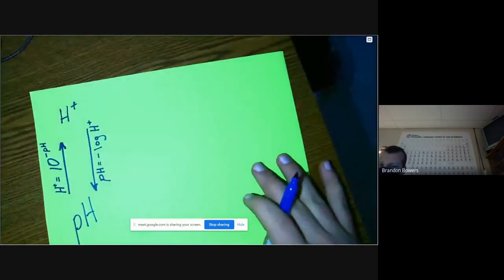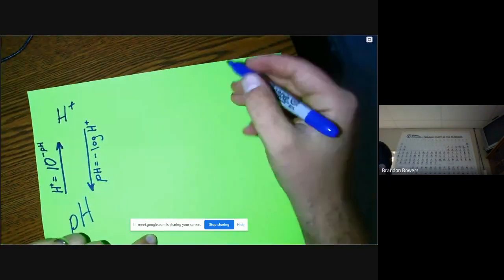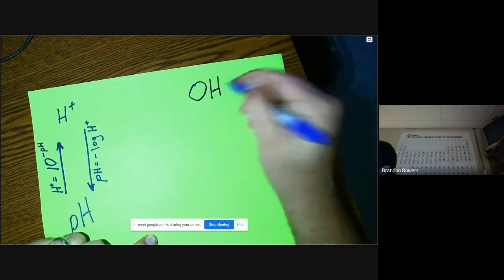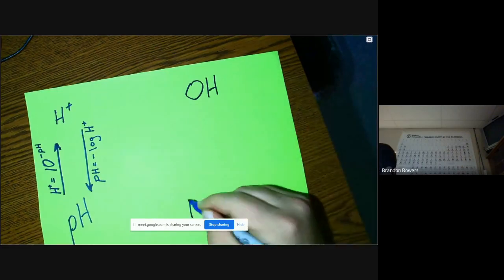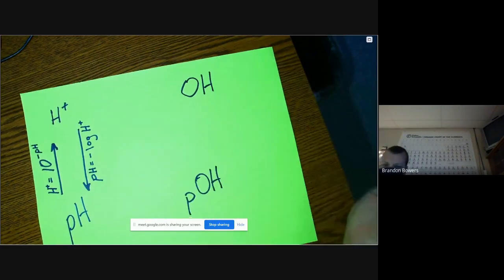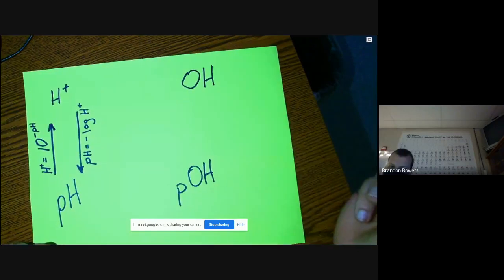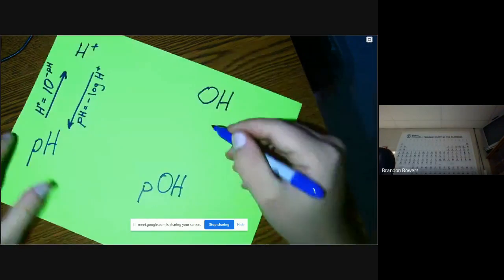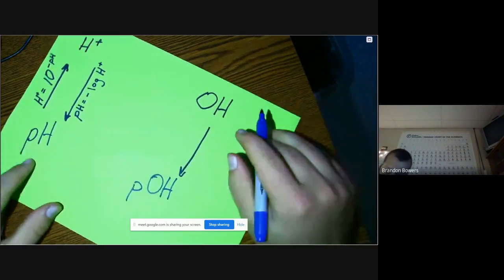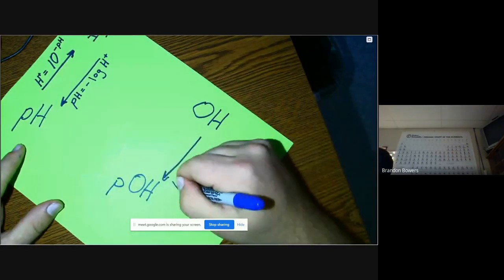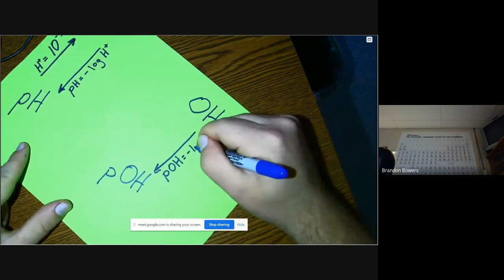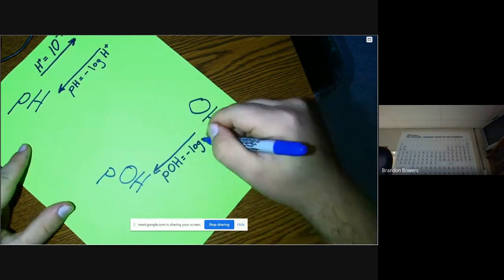Okay. So, from pH and H, we said bases have OH. So on this corner of the board, I'm going to have OH and pOH. Now, what you're going to see is these are very similar equations as to what we just put. So the arrow going down is going to be pOH is equal to negative log of the OH value.